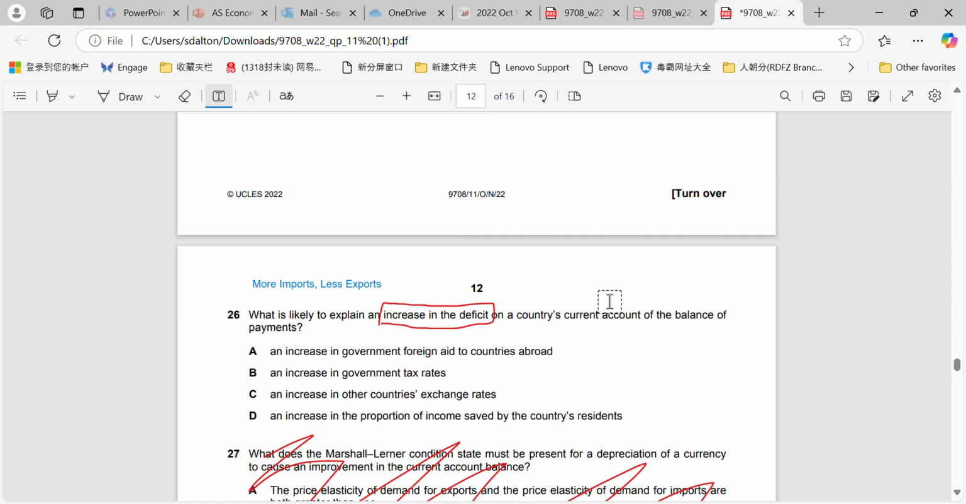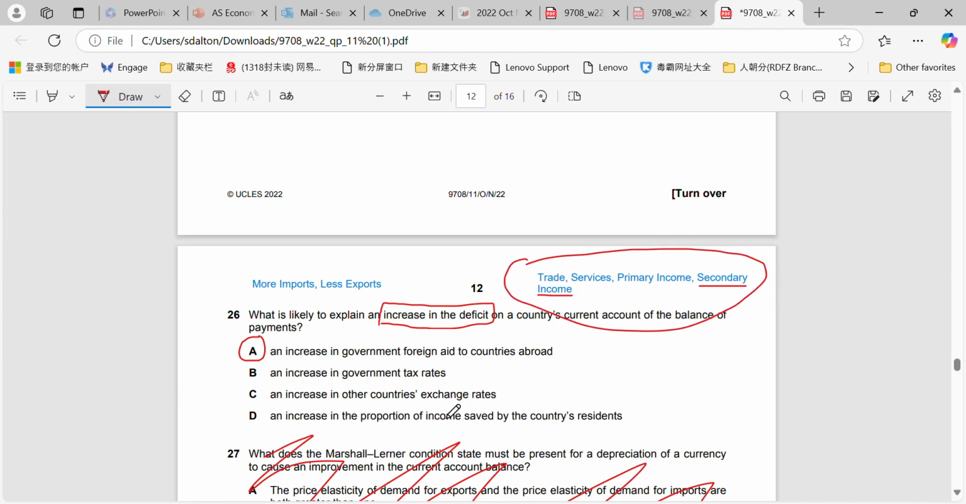Or it could be, which it is in this case, because we can see the answer here, one of those four components, which is the trade balance of goods, trade balance of services, primary income, or secondary income. So essentially, any of the items which are referenced as debits, in other words, money outflows, will increase the deficit. In this case, an increase in government foreign aid to countries abroad will result in an increase in the deficit on the secondary income, because that's where foreign aid is included, and therefore that will also increase the deficit on the total of the current account. All of the others will not affect it.